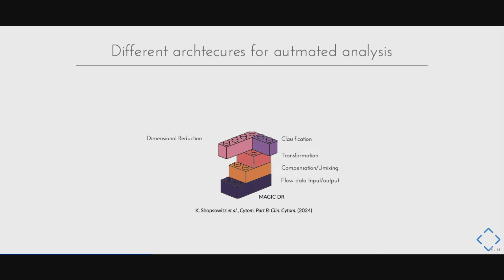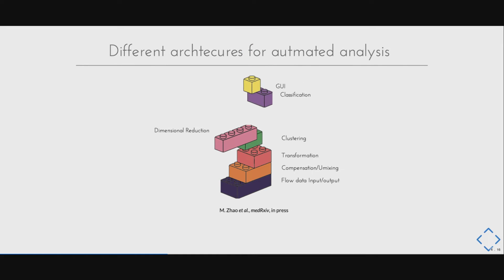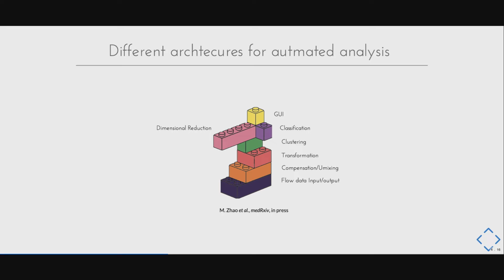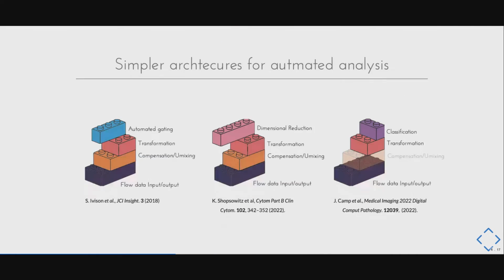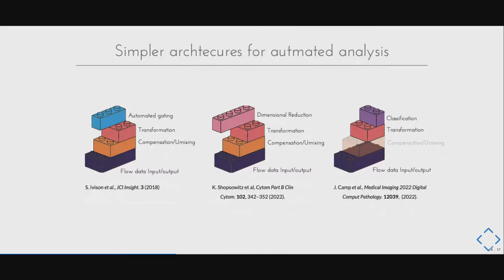And this is our MagicDR. This is our AMR MRD analysis system, using dimension reduction and single cell level classification. Other teams structure performing clustering in dimension reduced space, or combining clustering with classification analysis. Here are some of the simplest architectures.